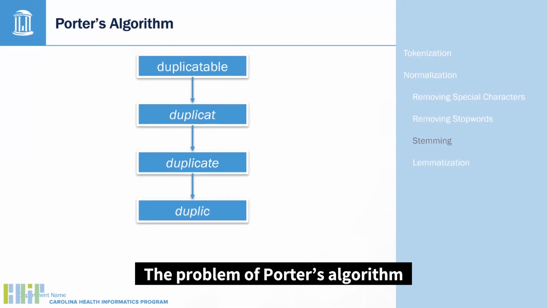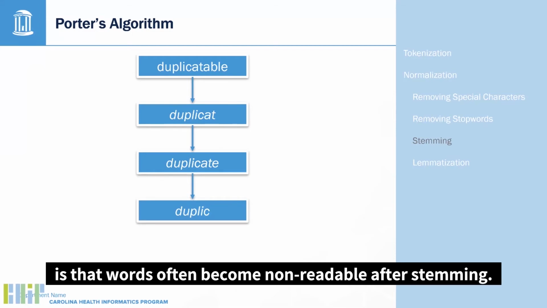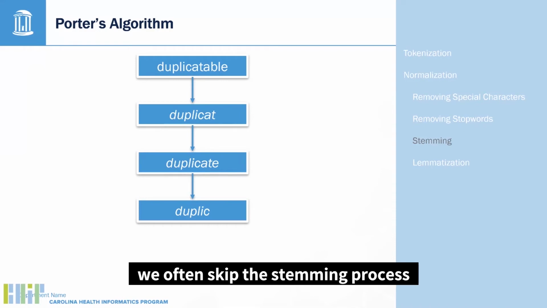The problem of Porter's algorithm is that words often become non-readable after stemming. So in practice, we often skip the stemming process and leave inflectional forms as they are.